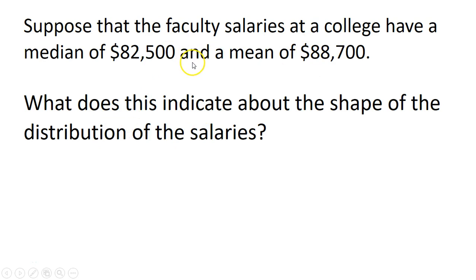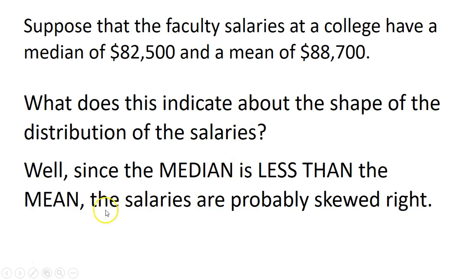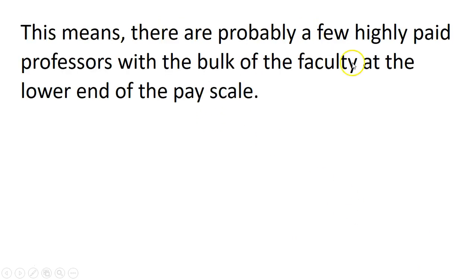If they're close to one another, it's probably pretty normal then, right? What does this indicate about the shape of the distribution? Well, since the median is less than the mean, the salaries are probably skewed right. Again, it's hard the way the books write it like that sometimes. If the data set is skewed right towards the higher end, that means there are outliers more towards the right, which means the mean's getting pulled that way. That's why it is skewed to the right. That means there are probably a few highly paid professors, with the bulk of the faculty at the lower end, more than likely.